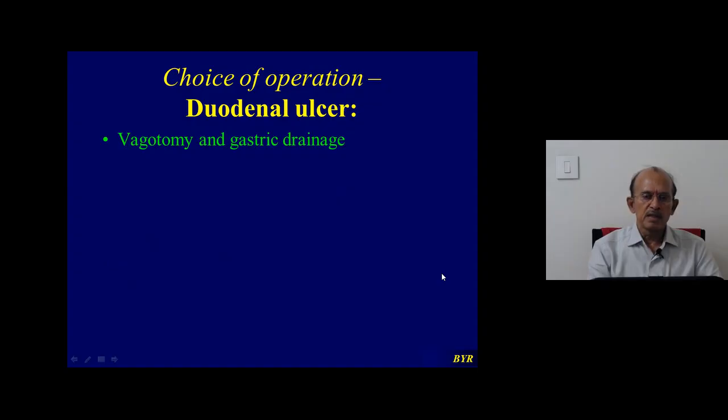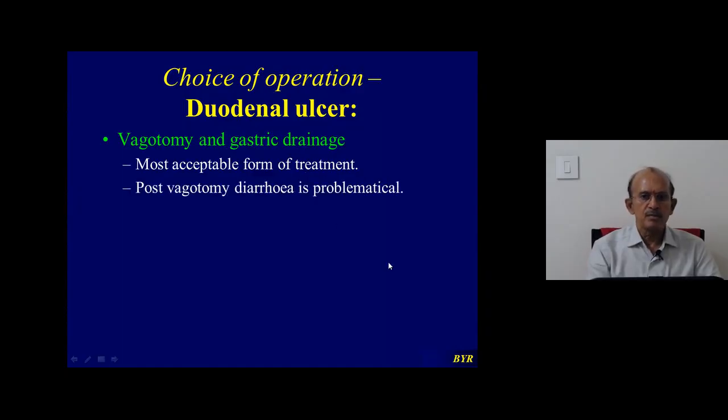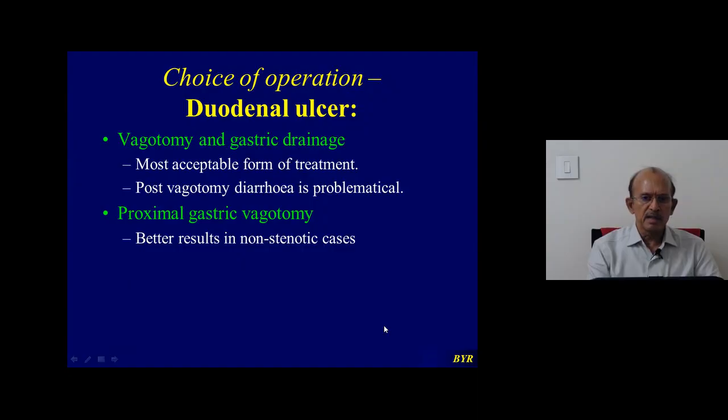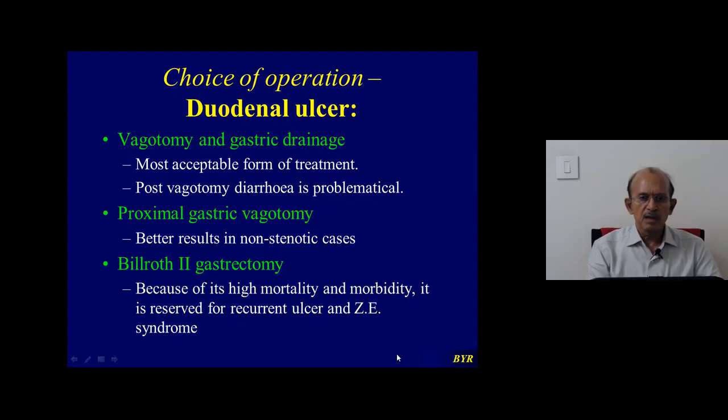For duodenal ulcer, vagotomy and gastric drainage is the most acceptable form of treatment when you compare the mortality, postoperative sequelae, and recurrence rates. So it will be in the acceptable range. That's why this is the widely practiced procedure. Post-vagotomy diarrhea is problematical. The proximal gastric vagotomy gives better results in non-stenotic cases. Billroth-2 gastrectomy, because of its high mortality and morbidity, is reserved for recurrent ulcer and Zollinger-Ellison syndrome cases.